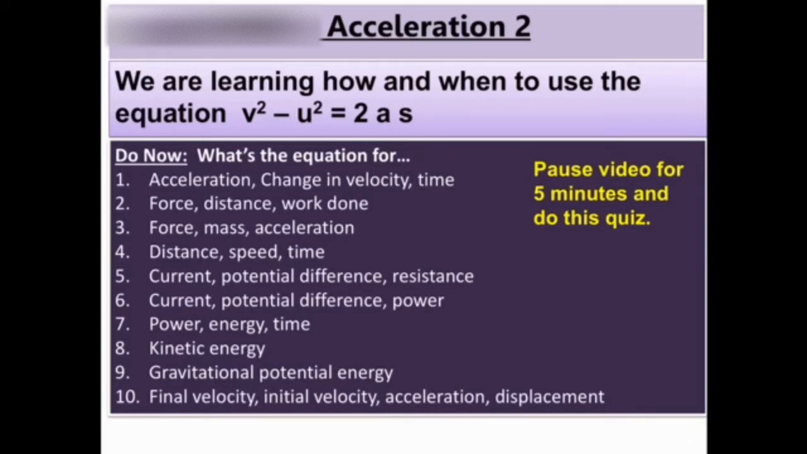And number 10 is the equation that's in the box at the top there. Final velocity squared minus initial velocity squared equals 2 times acceleration times displacement. And as far as this lesson is concerned, we can treat displacement as being the same thing as distance.